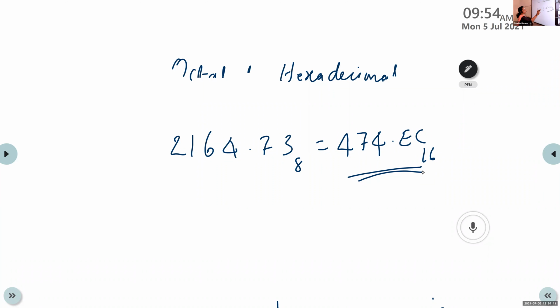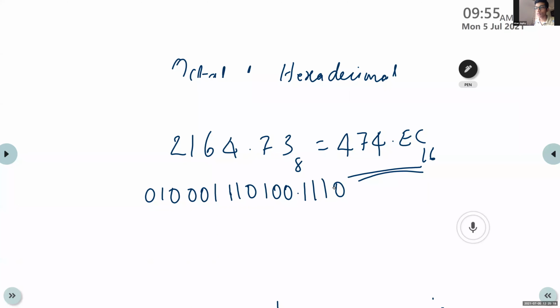First, we have to convert this octal number into binary. What is the value of 2? 0 1 0. Correct. Then 1 it is 0 0 1. 6 it is 1 1 0. Then 4 it is 1 0 0. 7 it is 1 1 1. Then 3 it is 0 1 1.